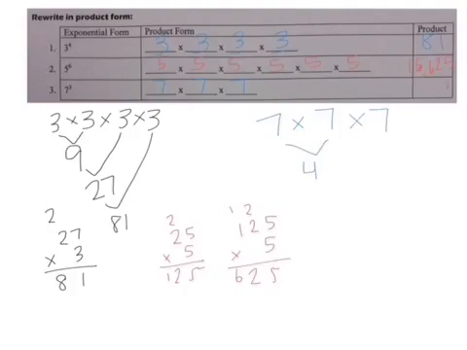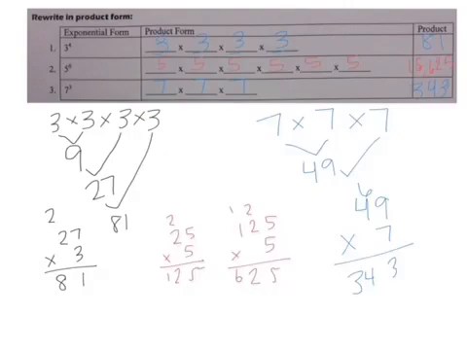7 times 7 is 49. 49 times 7. I don't know what that is, so let's check. So 9 times 7 is 63. 7 times 4 is 28 plus 6. So 28, 29, 30, 31, 32, 33, 34. So it looks like I'm getting 343 for my product.